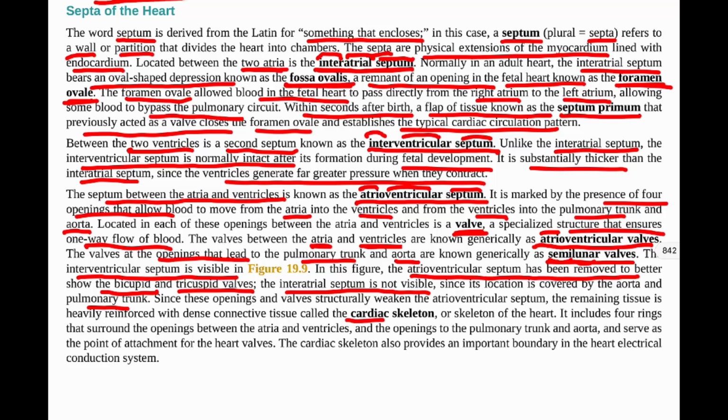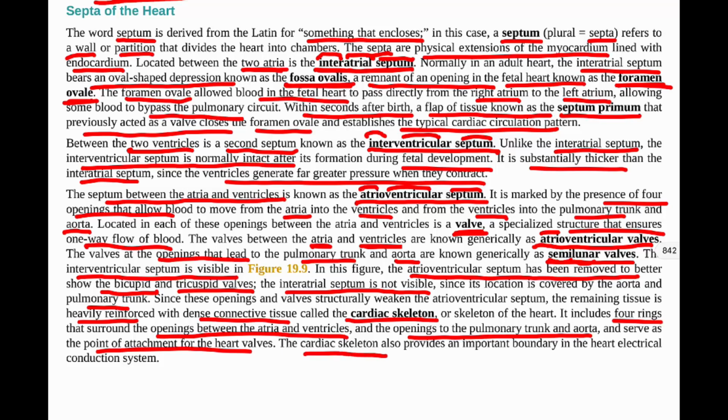It includes 4 rings that surround the openings between the atria and the ventricles and the openings to the pulmonary trunk and aorta. So they serve as a point of attachment for the heart valves. So where we have those openings, we have a thickening of the wall. Basically, we have dense connective tissue. It's reinforcement, and that's the part of the cardiac skeleton. The cardiac skeleton also provides an important boundary in the heart's electrical conduction system, and we'll talk about that in the next section.